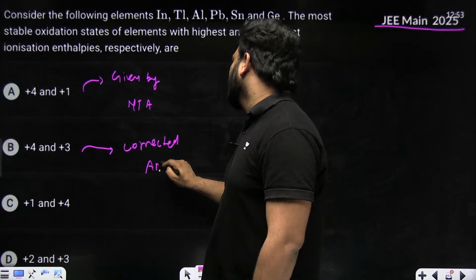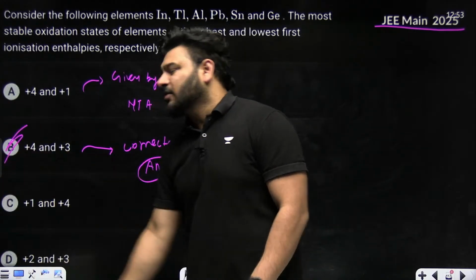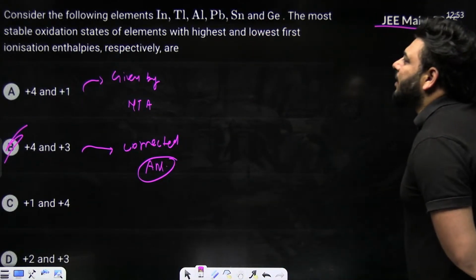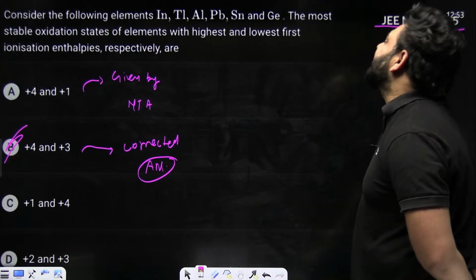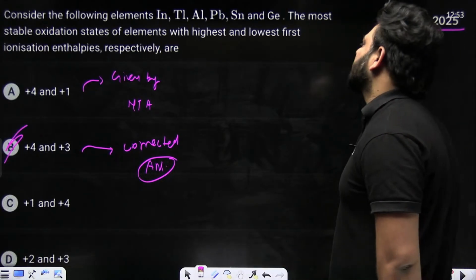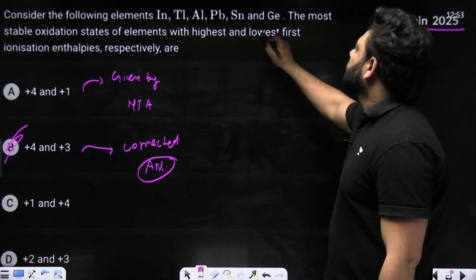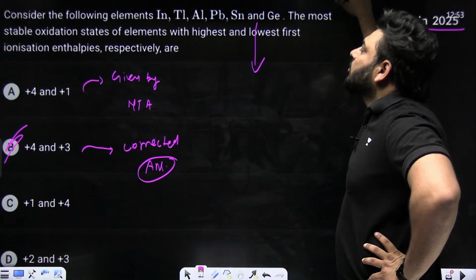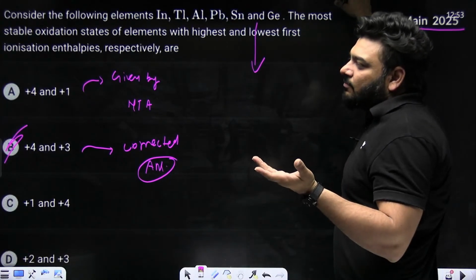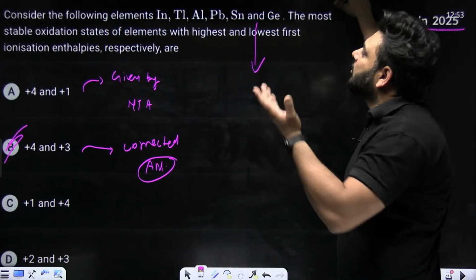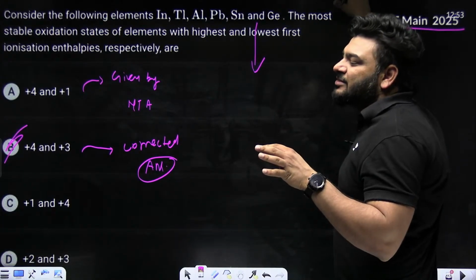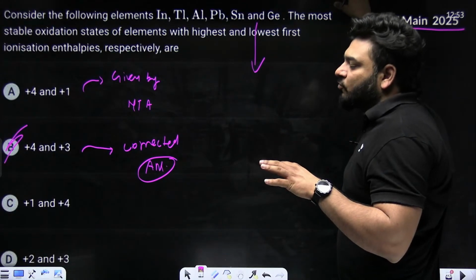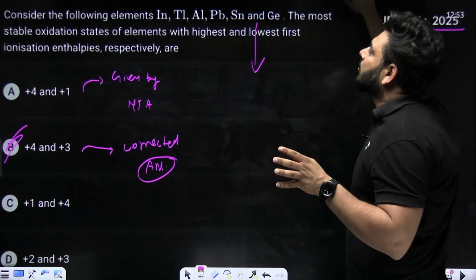Now you might be wondering what is the meaning of this. B is the correct answer, but how? Let me show you. We have plenty of elements over there, and we have to find out the most stable oxidation state of the elements with highest and lowest first ionization energy. Where can you get the highest? On the left-hand side we have the 13th and 14th group elements. 13th group elements generally have lower ionization energy than the 14th, so definitely the highest will be of the 14th.